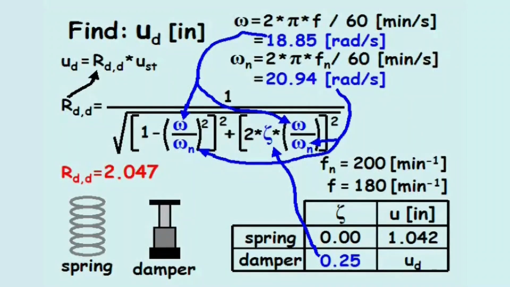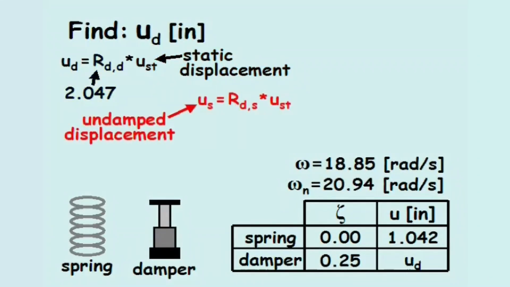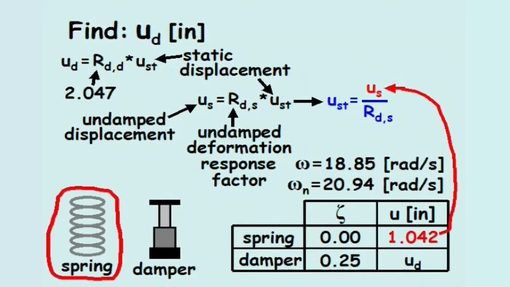The second variable we need to calculate is the static displacement, U sub st. To find the static displacement, we'll equate the undamped displacement, U sub s, to the undamped deformation response factor times the static displacement. And we'll solve this equation for the static displacement. The undamped displacement, U sub s, is the displacement that occurs when the machine is supported by the spring, and equals 1.042 inches.